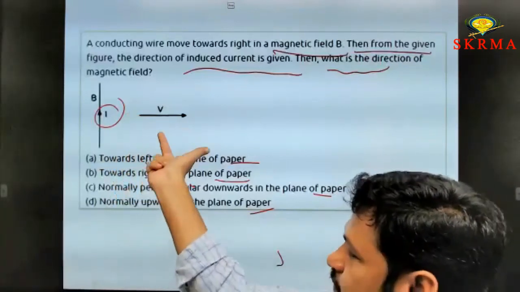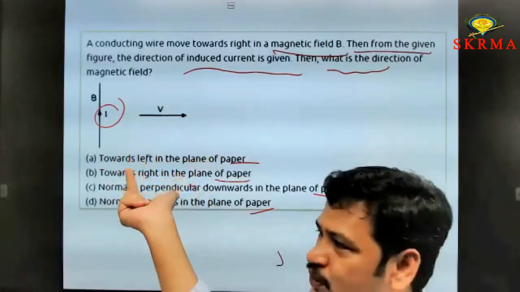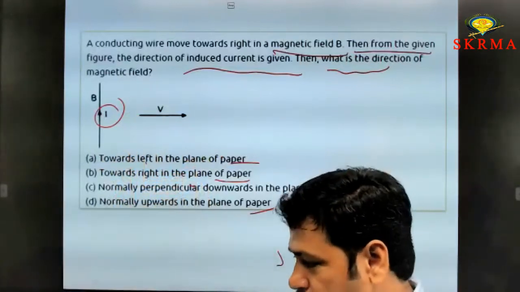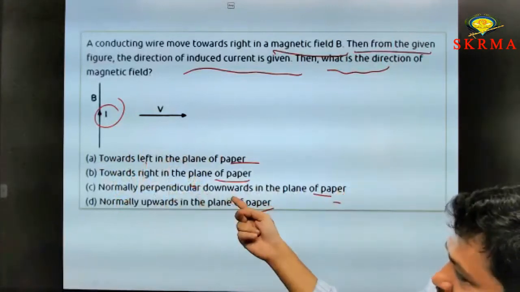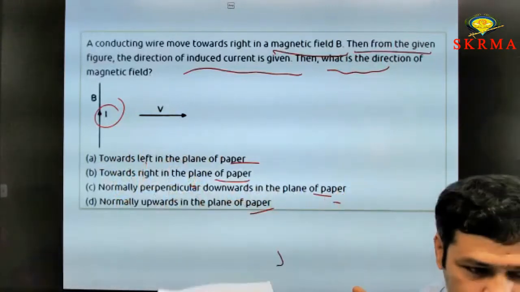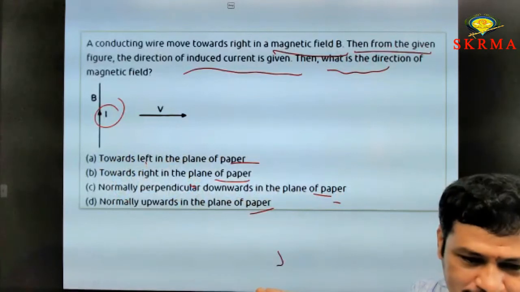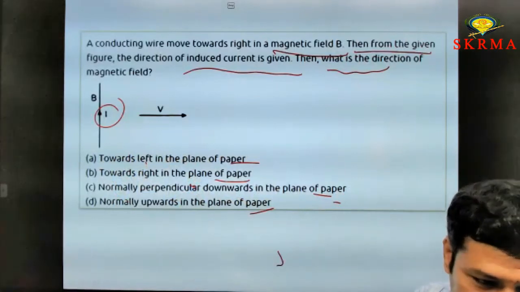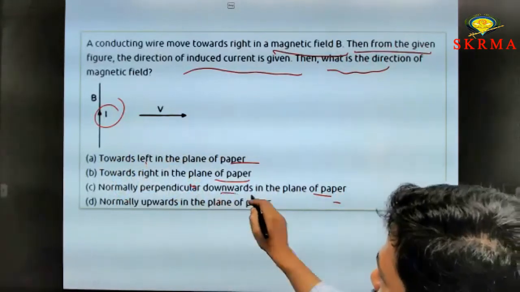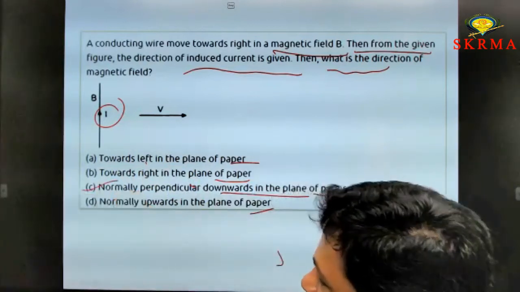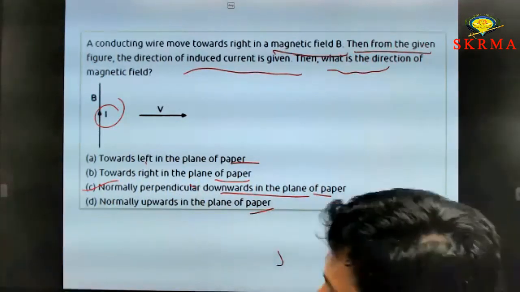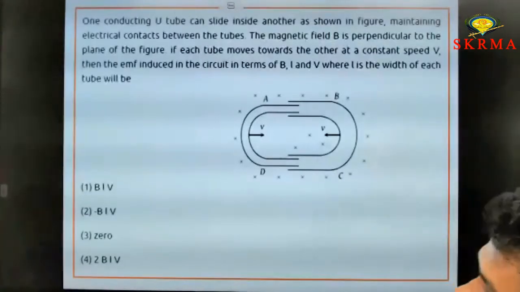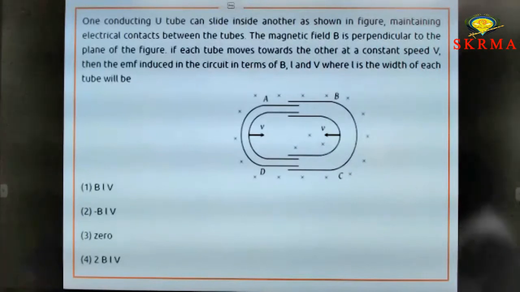For the given case, if you rotate this on the paper, the direction of the thumb is downward, perpendicular downwards in the paper. Assume the same condition on the paper. Yes, downward. That's why the correct option is option 3. So the right hand rule application is very important.